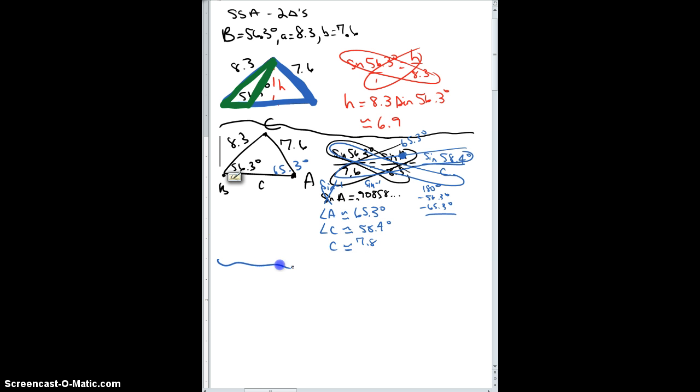But I also know there's another triangle floating around there. So what I need to do is go back to this step right there. When I hit inverse sine, that should be a dead giveaway that there might be two different angles, because we know in trig, when you do inverse sine, the original sine has two ratios or two angles that would give you this ratio.